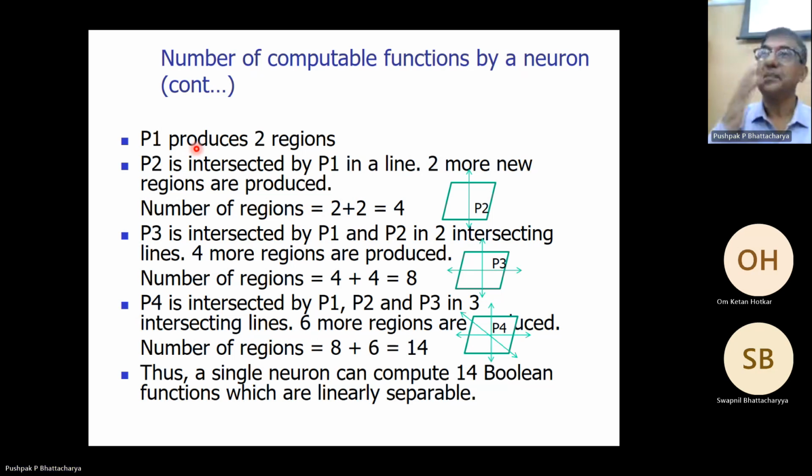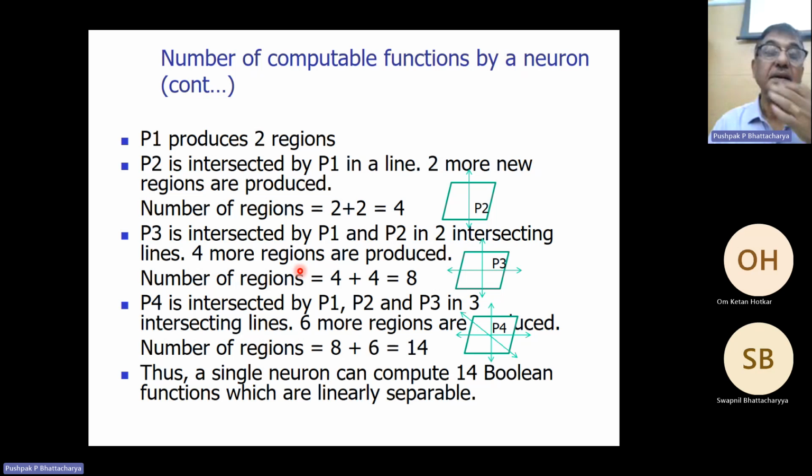I bring in P1. That will produce 2 regions. P2 now comes in, and it is intersected by P1 in a line. So 2 more new regions are produced in P1, which gives rise to 2 more new regions in the whole space. After P2 came in, it produced a line on P1, which produced 2 regions on P1, and that gave rise to 2 more regions in the space. Therefore, it is 2 plus 2 equal to 4.